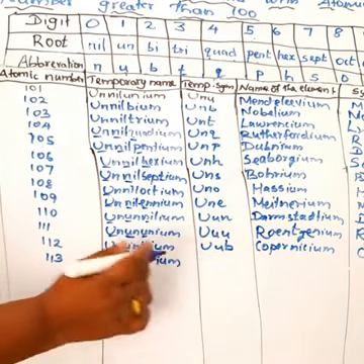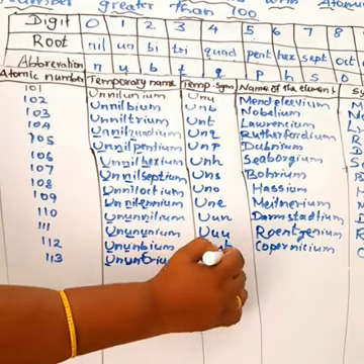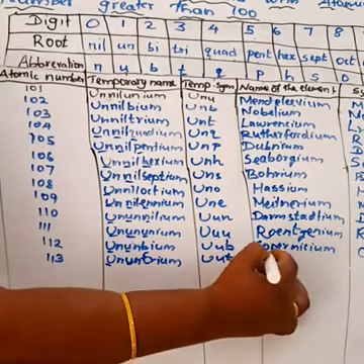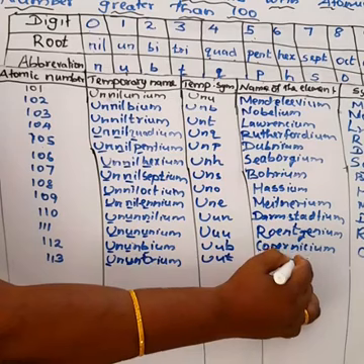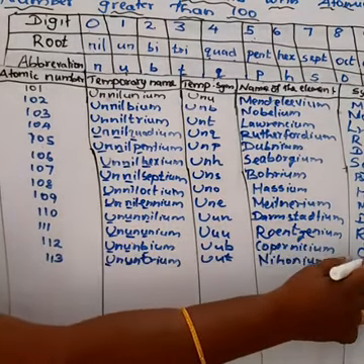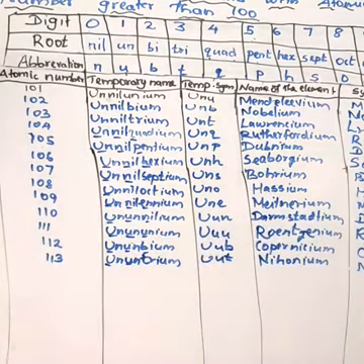Okay, what is the temporary symbol? U for un, again U for un, and T for tri. Okay, what is the name of the element? Nihonium. 113 element, nihonium, symbol Nh. Okay, name of the element, nihonium, and symbol Nh.